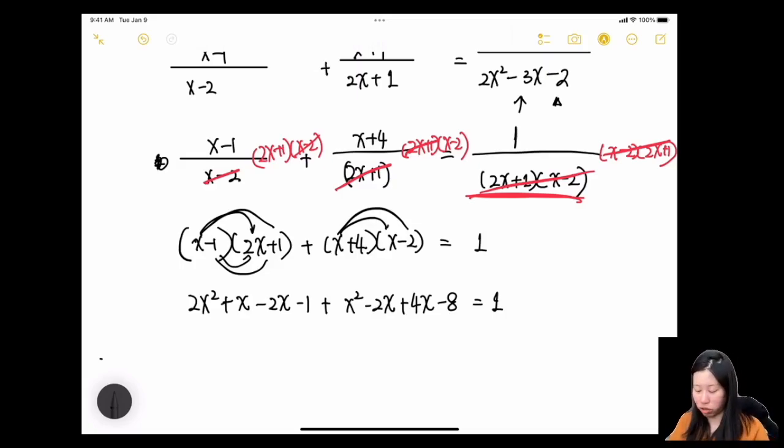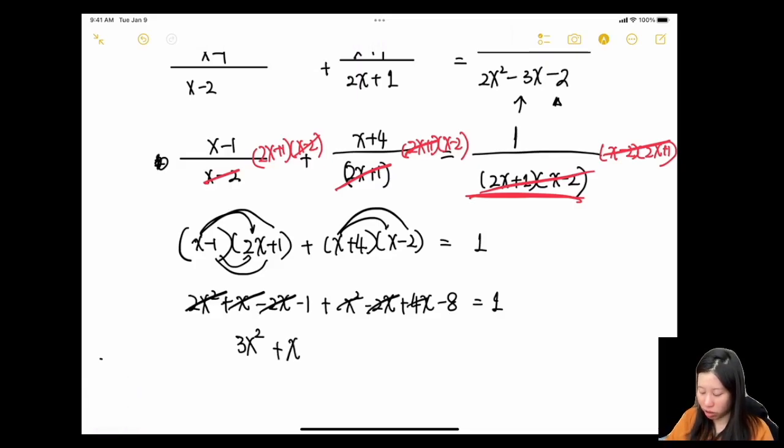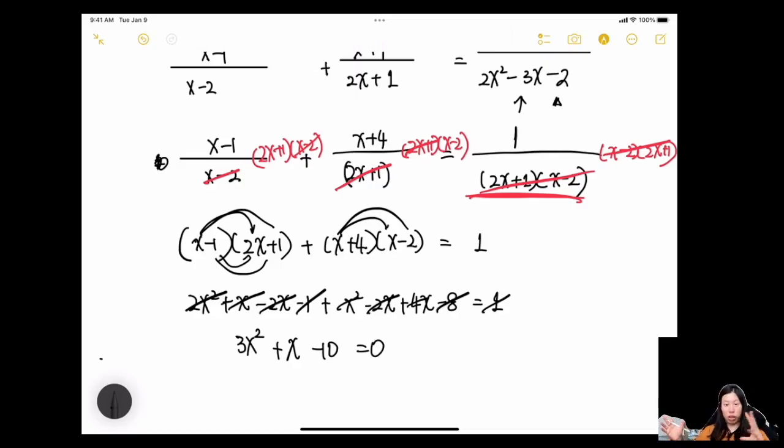Again, merge the like terms. 2x squared plus x squared, we have 3x squared. x minus 2x, which is negative x, minus another 2x, negative 3x, plus 4x. That gives you a positive x. Negative 1, negative 8, which is negative 9, subtract another 1. That's negative 10. Because we want to set the equation equal to 0, that's why we need to subtract this one on both sides.